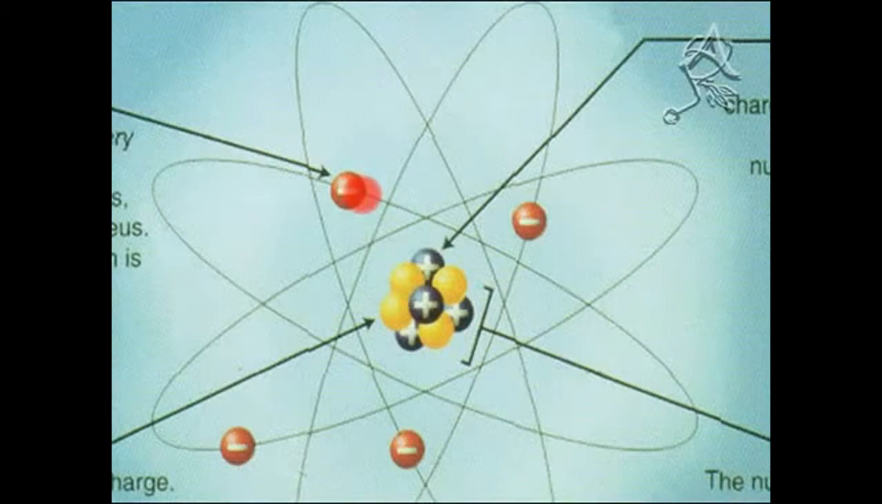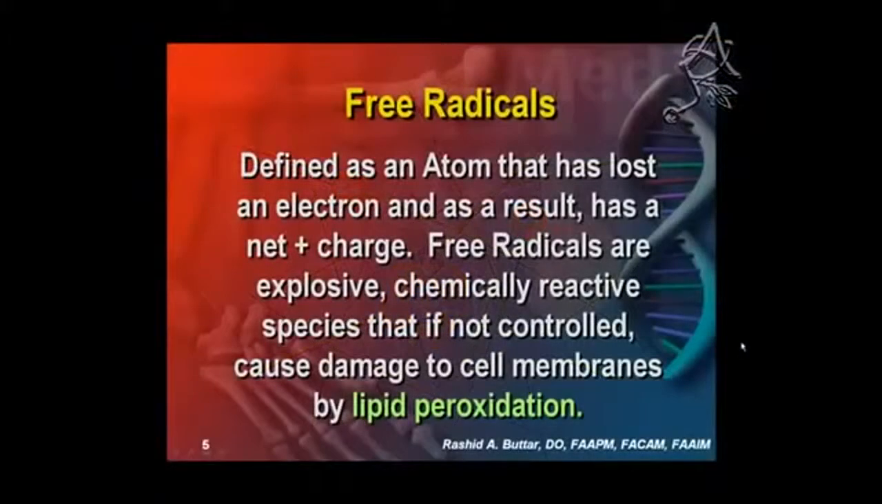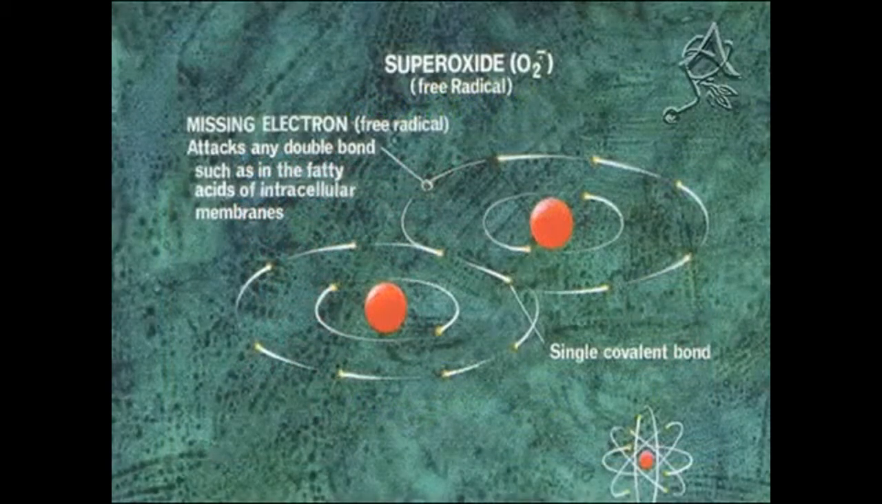Because it's lost an electron, it has a net positive charge, and that atom with a net positive charge is known as a free radical. A free radical is nothing more than an atom that has lost its neutral charge. It's lost its neutrality. And therefore, because it has a net positive charge, it is looking to pull a negative electron from a surrounding atom in order to stabilize itself.